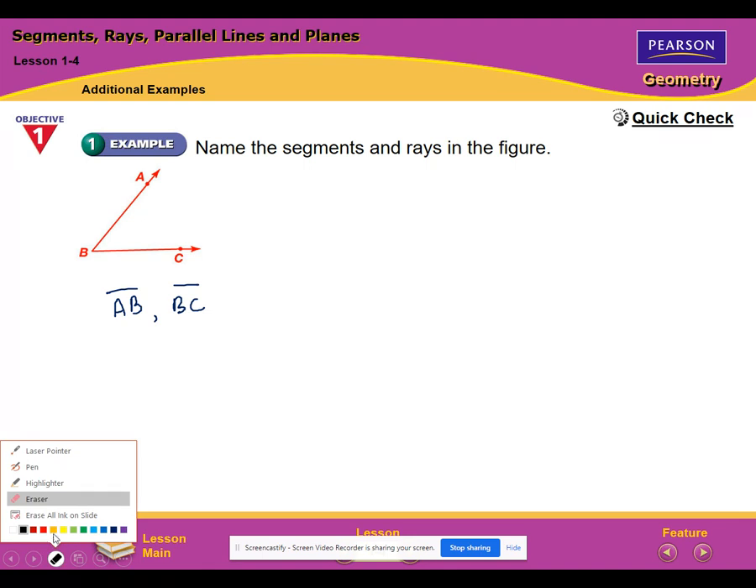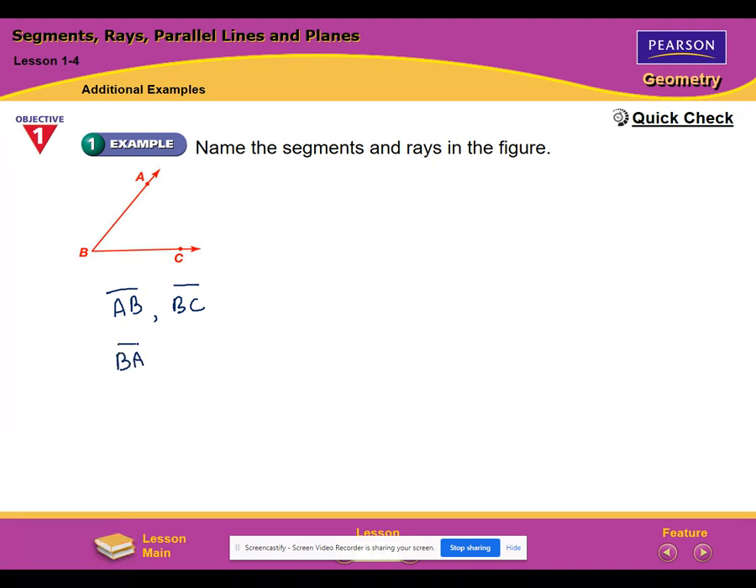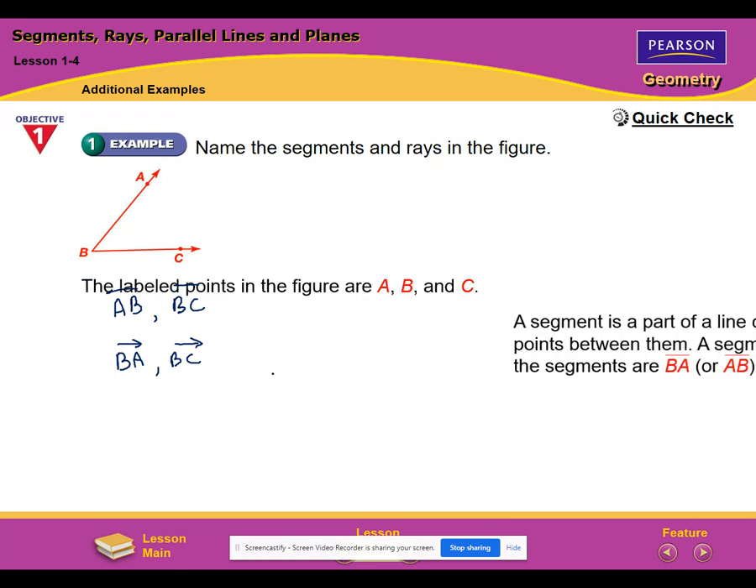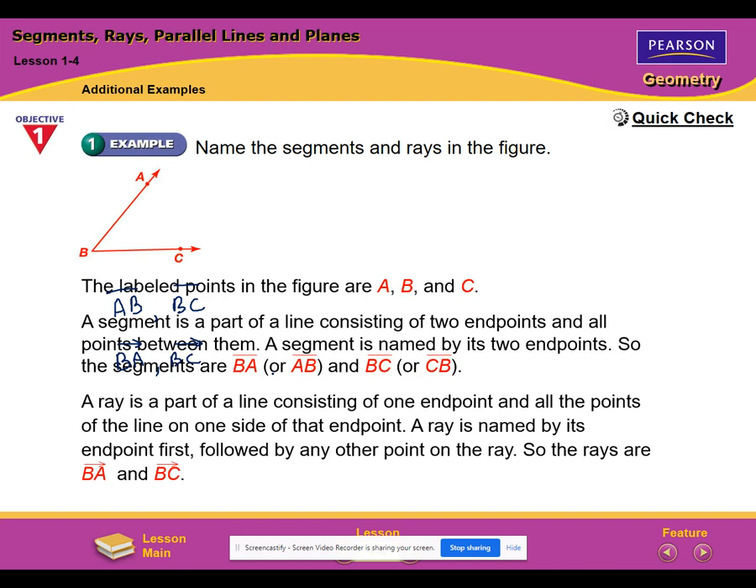that are being shown here, they both have endpoints of B. This would be ray BA, right? Because it has the endpoint here and it's going in this direction, and also ray BC. And again, the arrow should always point right when you're naming a ray. The endpoint should come first. The second letter denotes which direction you're going, right, from the endpoint. That's exactly what you see there.